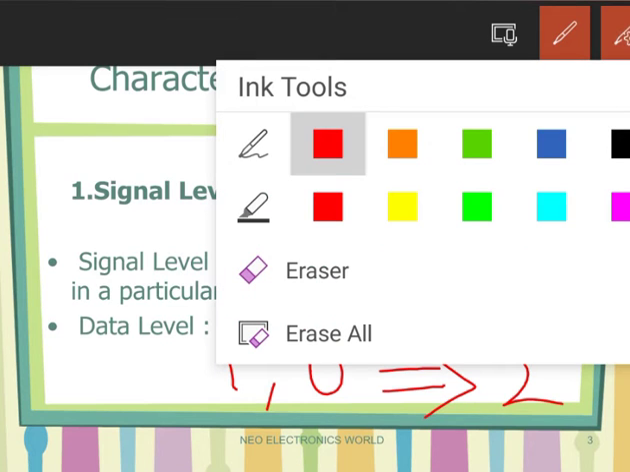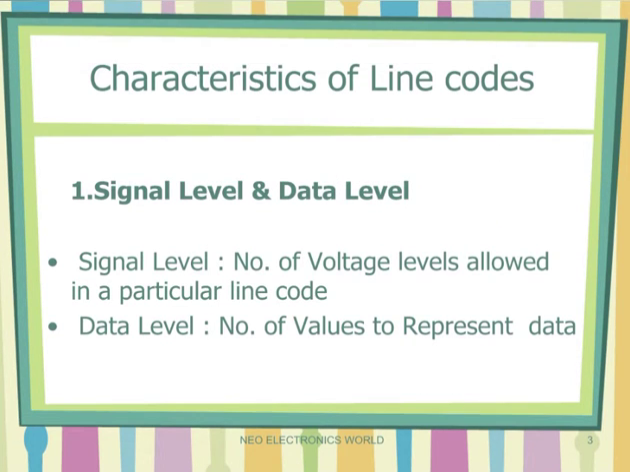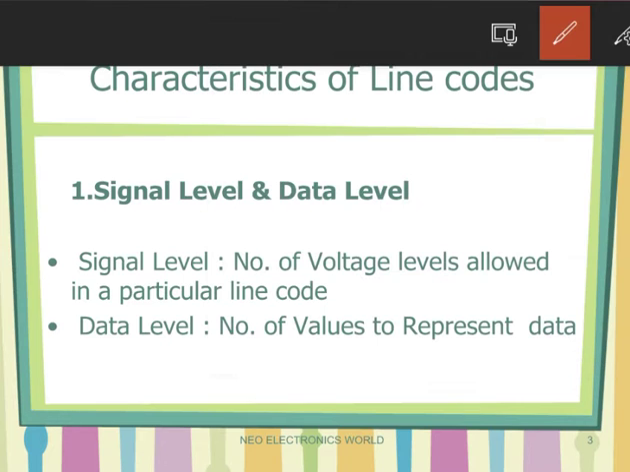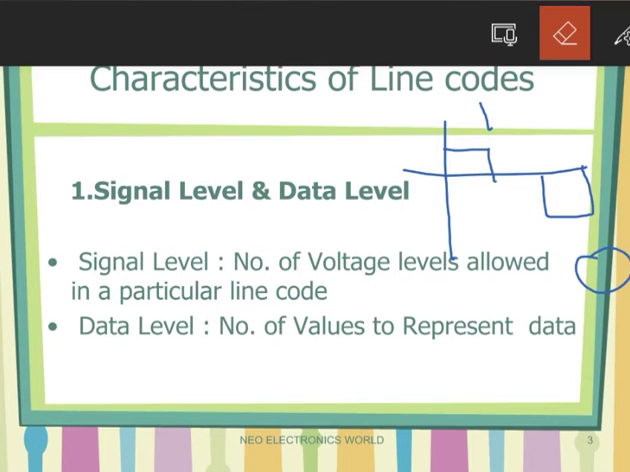Let's see another example. I'll use another color, let it be blue. A similar kind of graph, and I'll draw it here. This is 1 and this is 0. Sorry, one mistake here, I forgot to draw one thing. This is 1, this is 0, and this is 1 again.